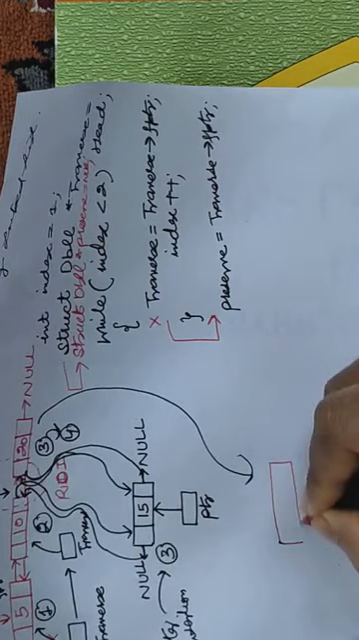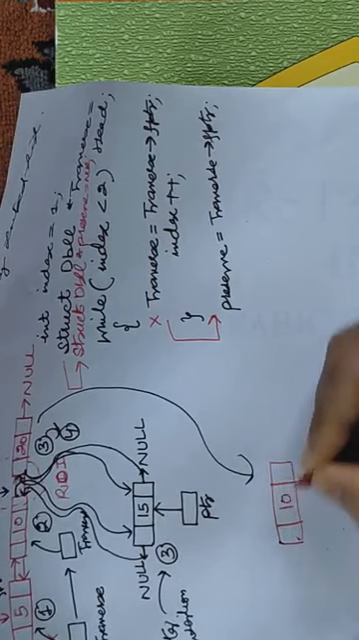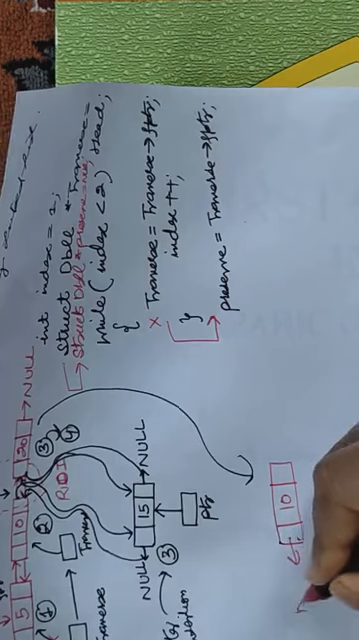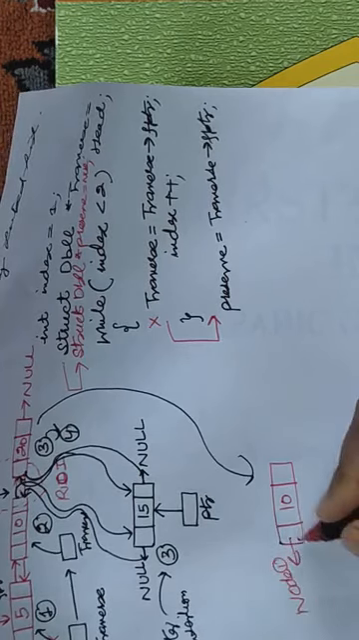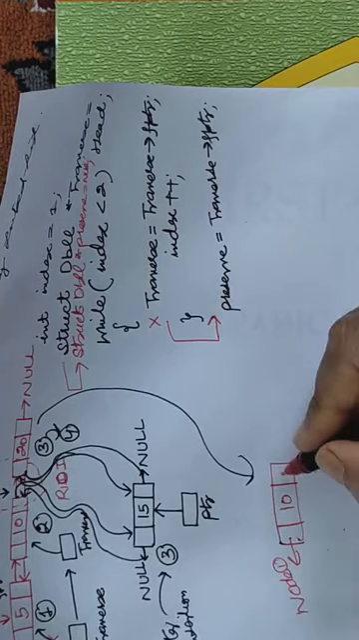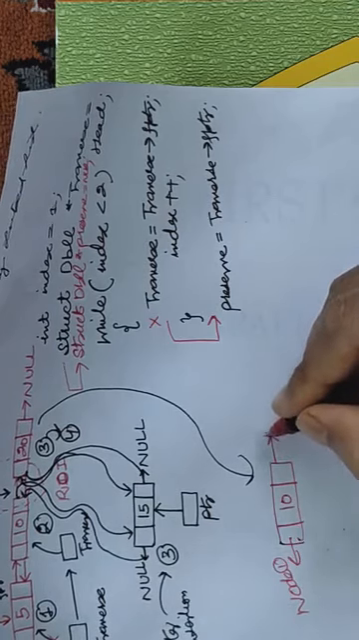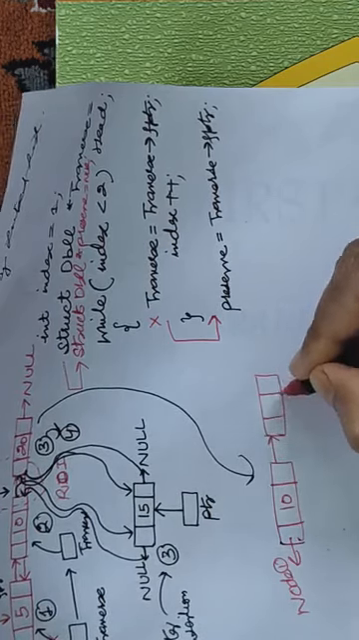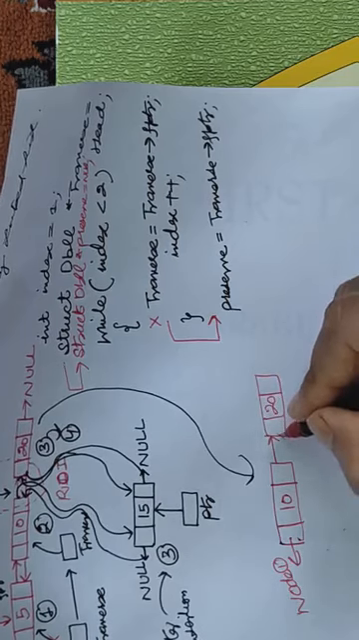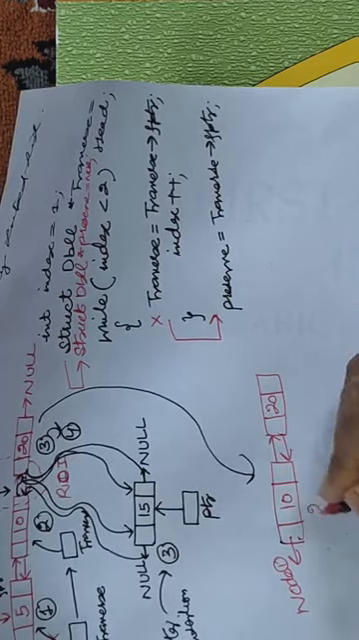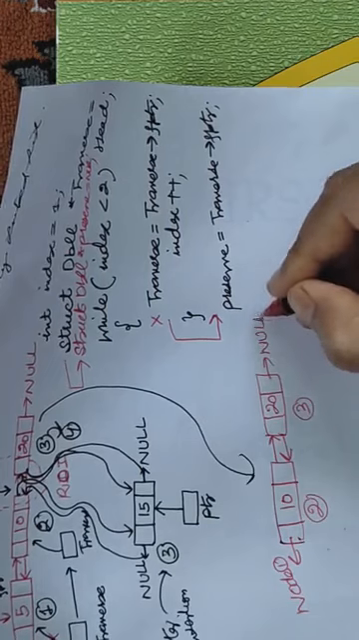So this was our node number 2. It was pointing to node 1. This is the back pointer. Okay, and this is pointing to node number 3, right, and the back pointer of node number 3 is pointing back to node number 2. So this is node number 2, this is node number 3, and this is pointing to null, right?